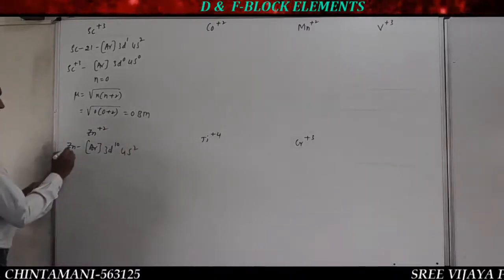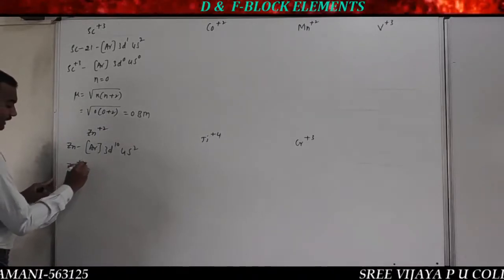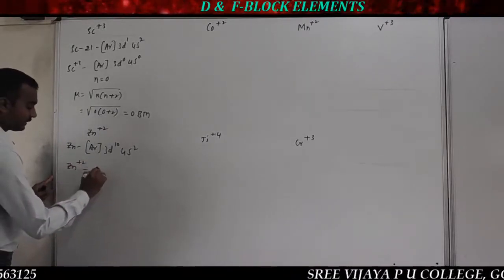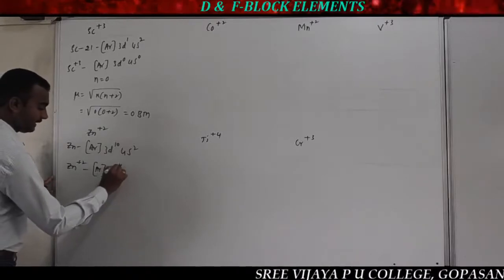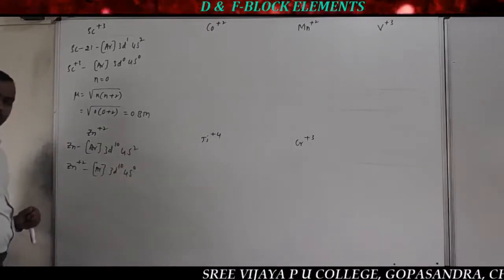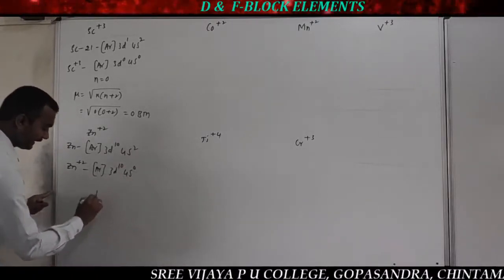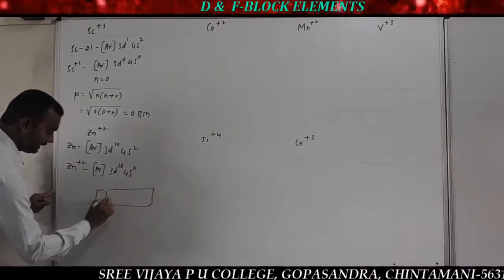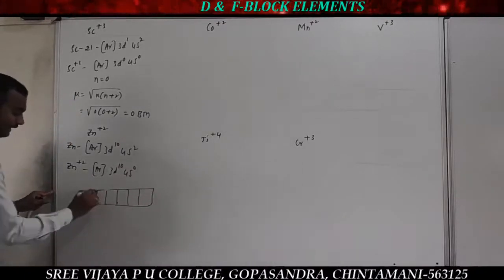So when you get zinc plus 2, they are asking for the configuration. Zinc plus 2 means we have lost the 2 electrons first. So argon will get 3d10 4s0. Write the configuration of 3d10. There are 5 d orbitals, so 10 electrons fill up.